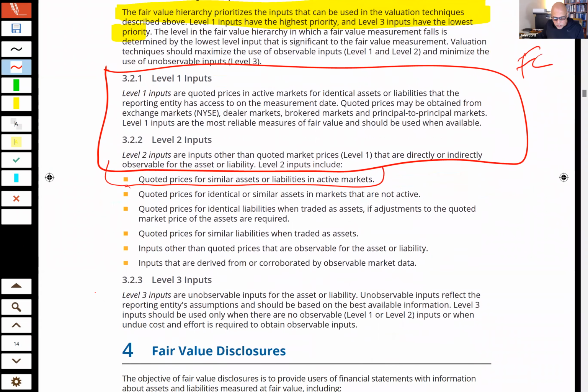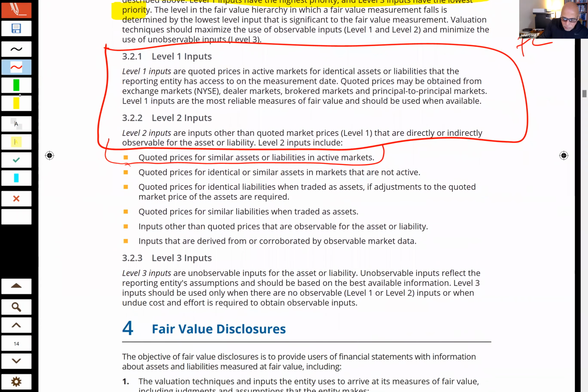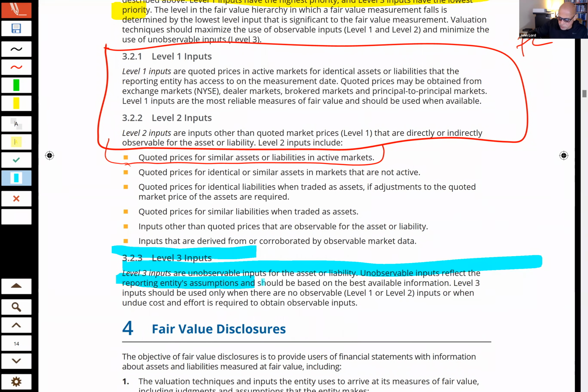Okay, now when we look at level 3 inputs, and level 3 inputs are the last resort. So when you look at this, first you look to level 1, you don't have a level 1, you look to see if you have a level 2. And if you don't, then you look to level 3. And these are unobservable inputs for the asset or liability. Unobservable inputs reflect the reporting entity's assumptions and should be based on the best available information. And I think the most important thing about level 3 is it's the last resort. You only use them if you can't find something that would be at a level 1, level 2. So it literally is a hierarchy.